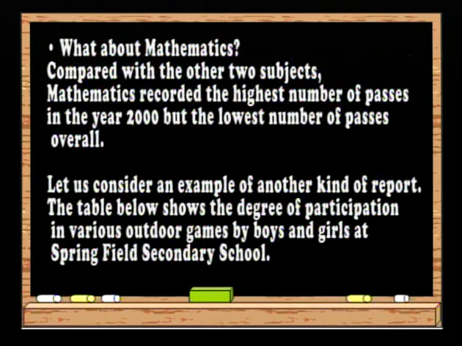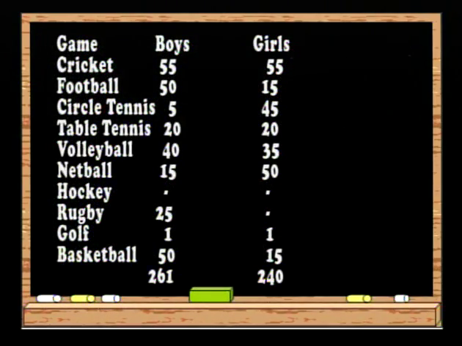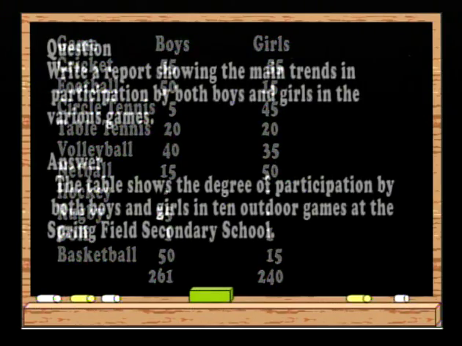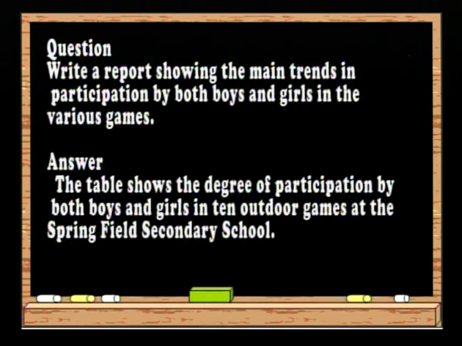Let us consider an example of another kind of report. The table below shows the degree of participation in various outdoor games by boys and girls at Springfield Secondary School. Examine the table. And now the question. Write a report showing the main trends in participation by both boys and girls in the various games.